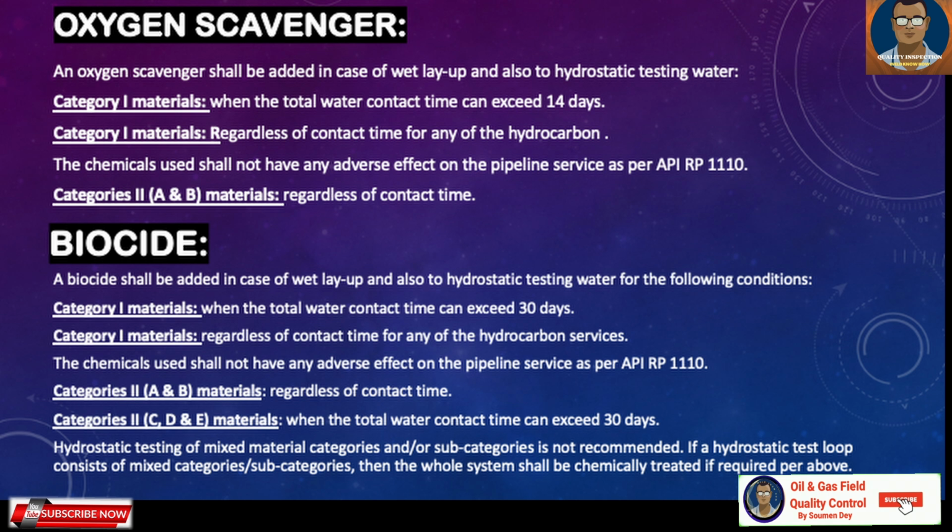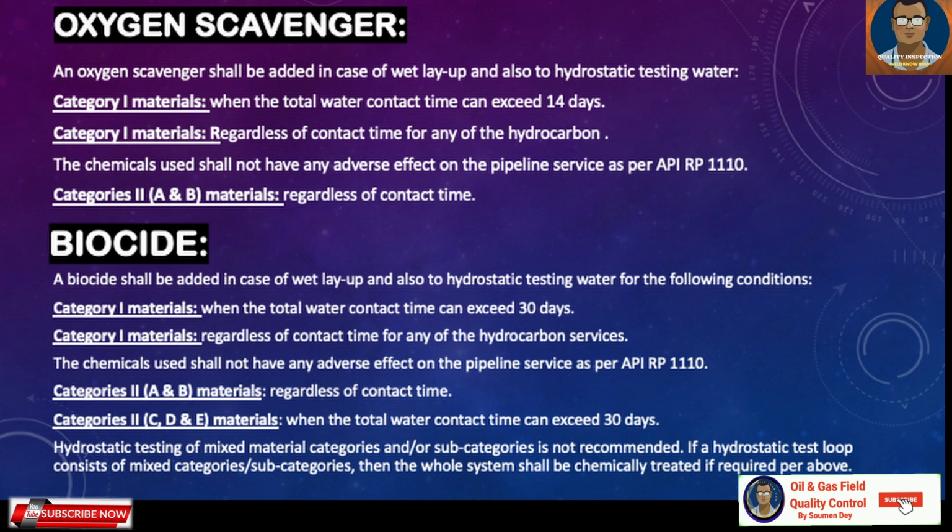Biocides. A biocide shall be added in case of wet layup and also to hydrostatic testing water in the following conditions. Category 1 material, when the total water contact time exceeds 30 days, you need to add biocides. Category 1 material, when the service is hydrocarbon, you need to add it from the beginning. The chemical used shall not have any adverse effect on the pipeline as per the same condition, API RP 1110. Category 2AB material, regardless of contact time, you need to add biocides. Category 2CDE material, when the total water contact time exceeds 30 days, you need to add it.